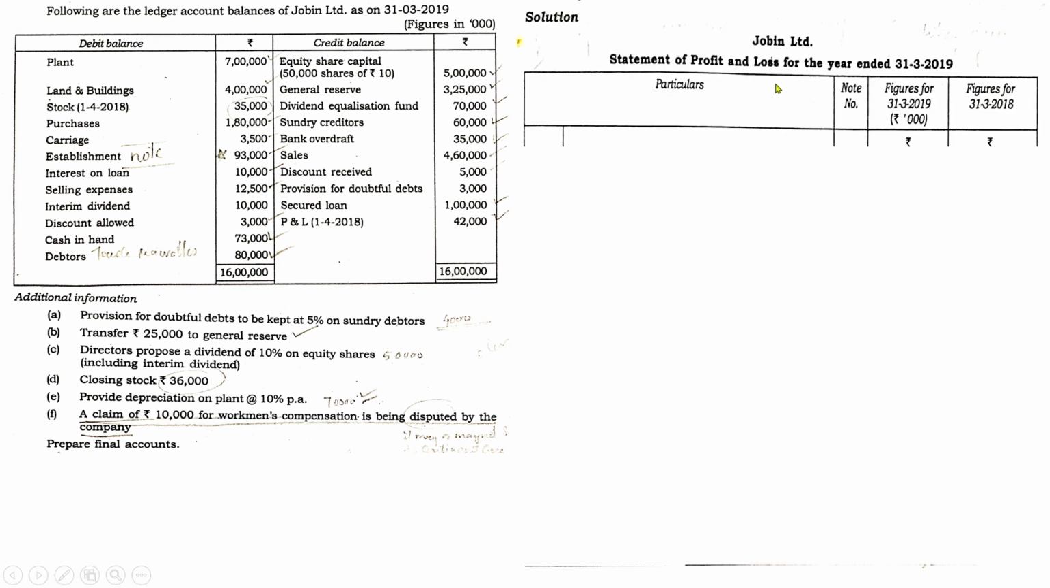So this is how you have to write the title for the statement. Give the name of the company, Jobin Limited. After that, statement of profit and loss for the year ended 31/3/2019 given in the question. Particulars, note number. I believe you know what is meant by note. What is the purpose of note number? Next one, figures for the current year and figures for the previous year. That is the meaning of this one.